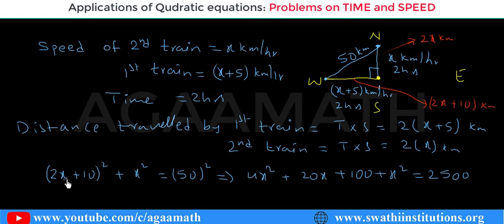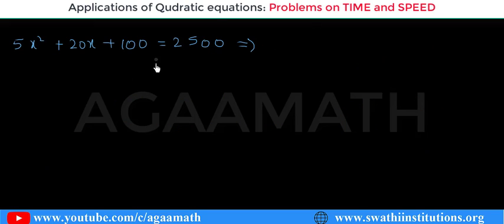Now here we got the distance 2x plus 10 kilometers, and here it is 2x kilometers. As it is a right triangle, I applied Pythagoras: 2x plus 10 whole square plus x square equals 50 square. Simplifying with a plus b whole square, we get 4x square plus 20x plus 100 plus x square equals 2500. Then 4x square plus x square is 5x square, so 5x square plus 20x plus 100 equals 2500, right?